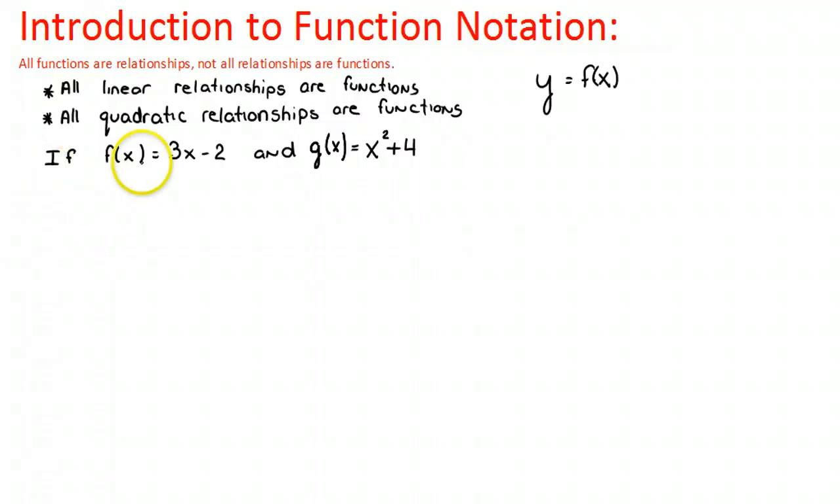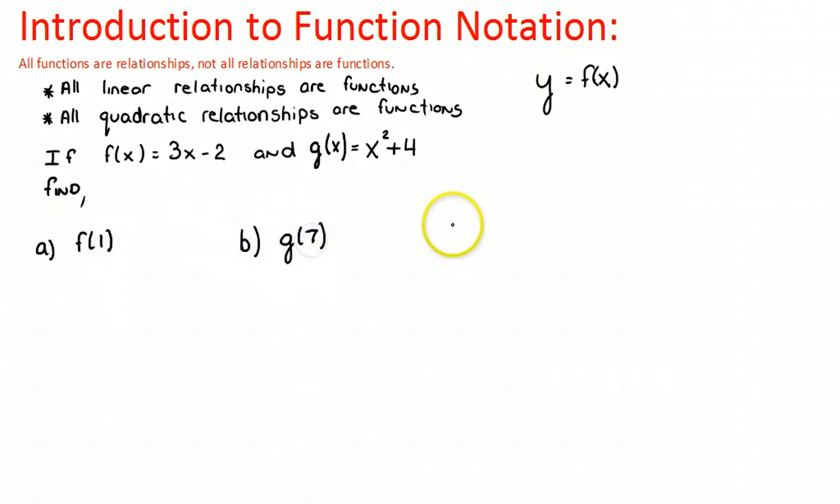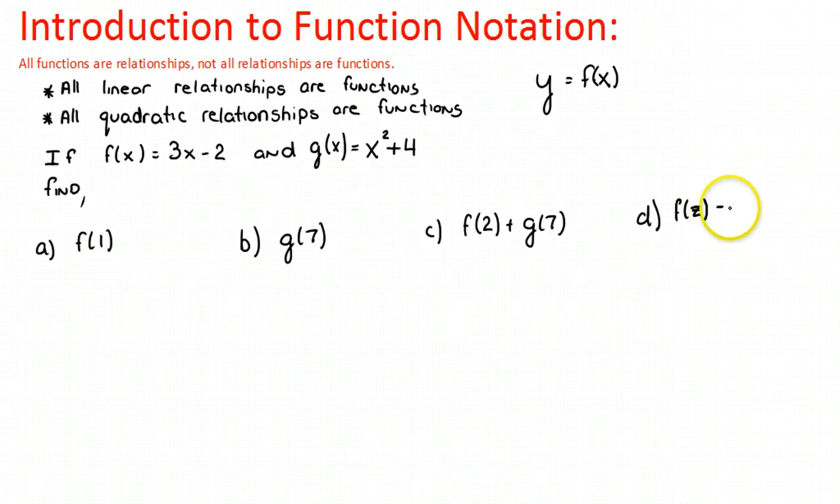So let's continue. If f of x is 3x minus 2, and g of x is x squared plus 4, find. Let's put a couple here. So let's say f at 1, let's say g at 7, let's say f at 2 plus g at 7. It's a little tricky. And let's say f at z minus g at z. Okay, so let's do these problems together, shall we?